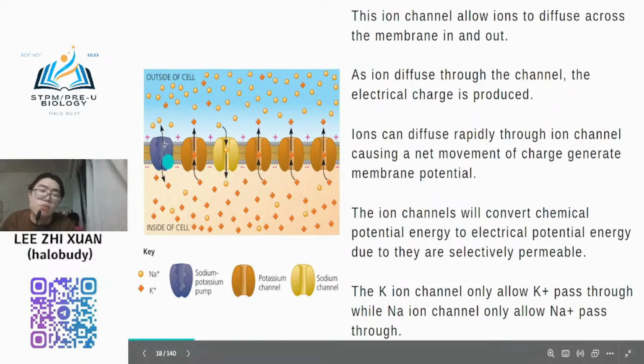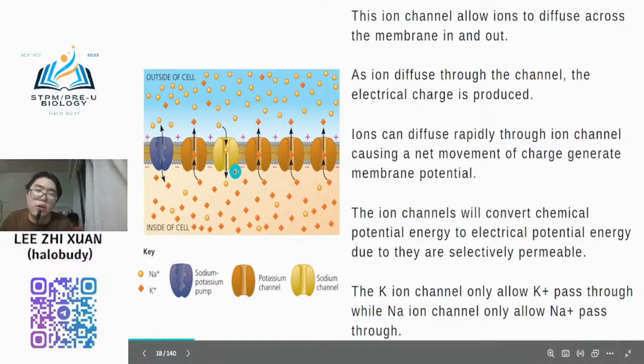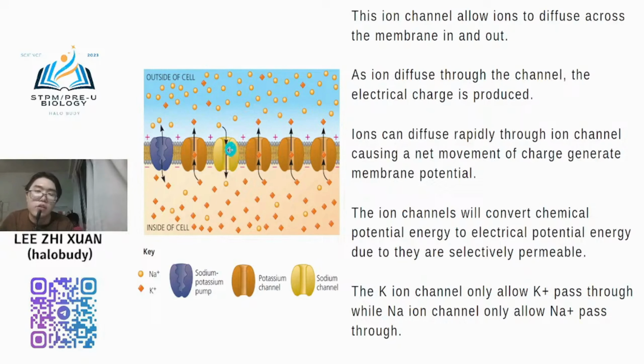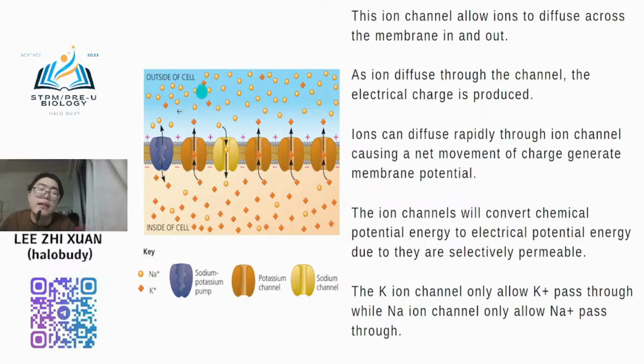So you see this diagram, this blue color is the sodium potassium pump, and this dark brown color is what we call the potassium ion channel, and then this yellow color is the sodium ion channel. You see that the number of potassium ion channels is high compared to sodium ion channels. Why? Because you need to maintain that outside the cell sodium ion is high, inside the cell potassium ion is high.